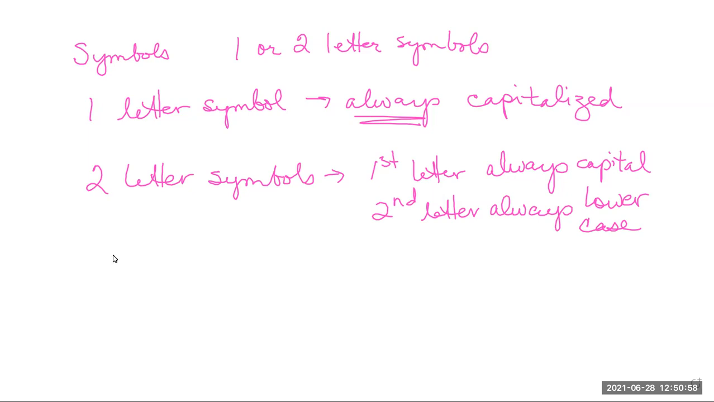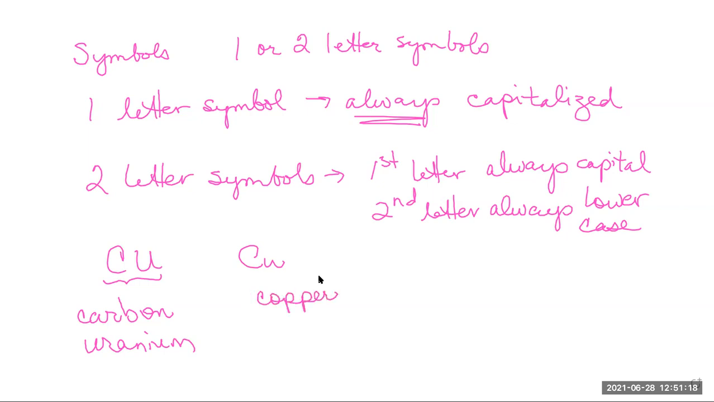So if you see something like CU versus Cu, CU tells me I have a carbon atom and a uranium atom. Okay, Cu tells me I have copper. So they can mean completely separate things. I have a compound here. This is a compound. They have two elements, and this is an element. So it's really important that you keep track of how we write our symbols.